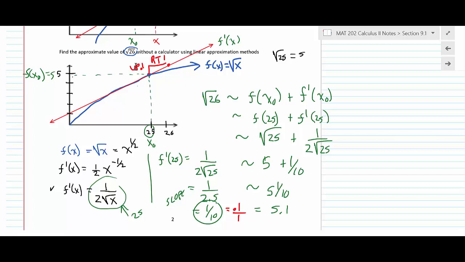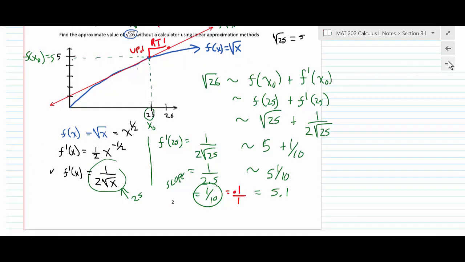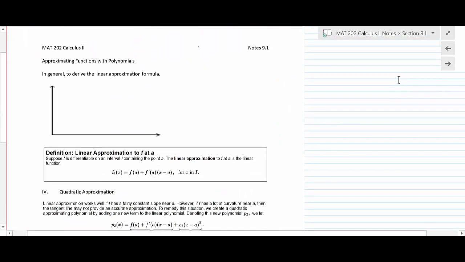Okay, let's go to the next page. I'm going to give you this linear approximation formula, and we'll talk a little bit about how you derive it. This is what you learned in Calc 1, the linear approximation formula. The L of x stands for the linear approximation.